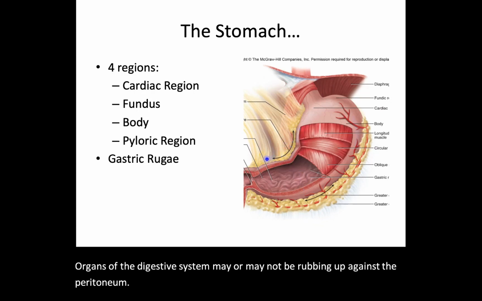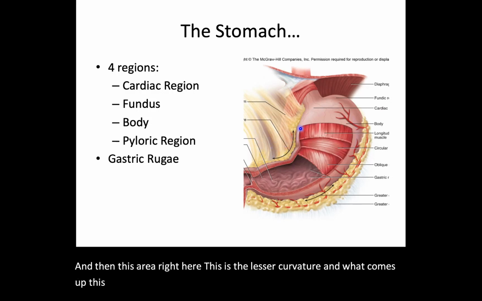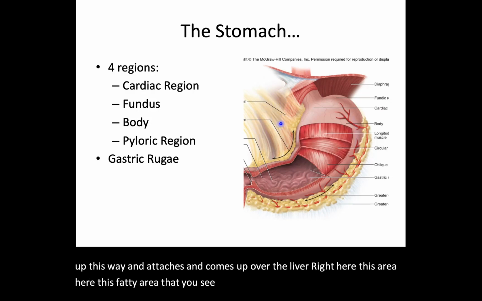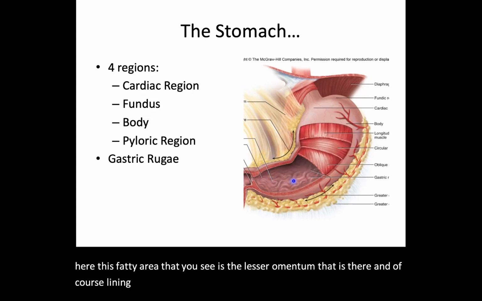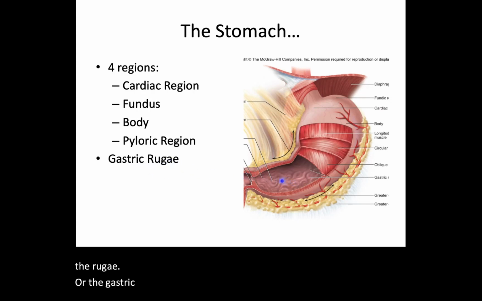And then this area right here is the lesser curvature. What comes up this way and attaches and comes up over the liver right here, this fatty area that you see, is the lesser omentum. And of course, lining the inside of the stomach are these muscular ridges. Those muscular ridges are what we identify as the rugae, or the gastric rugae. And this is what allows for expansion within the stomach.